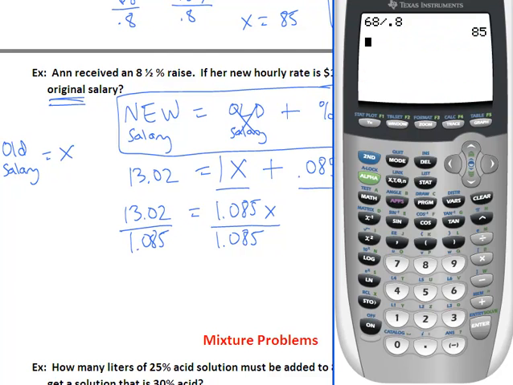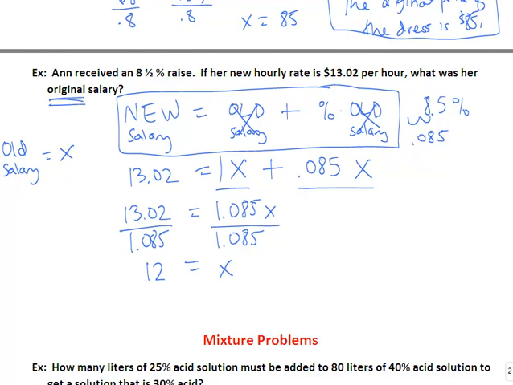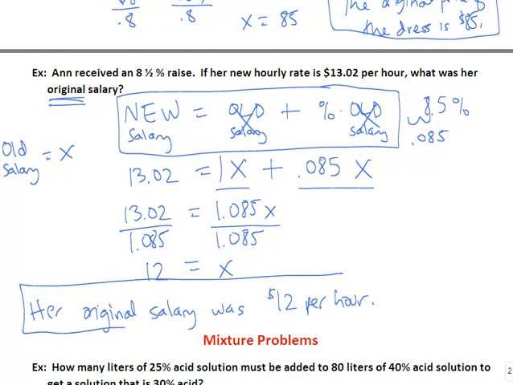And when I punch this into the calculator, we're going to have 13.02 divided by 1.085, and we get 12. Nice even number. So our solution is 12 for X, and that means her original salary was $12 per hour. Remember to put correct units on your solution, and since that 13.02 was dollars per hour, then that's the same units we want to use for our solution.